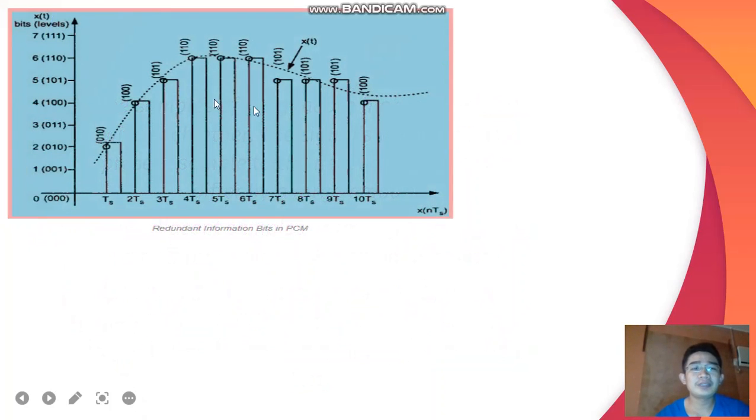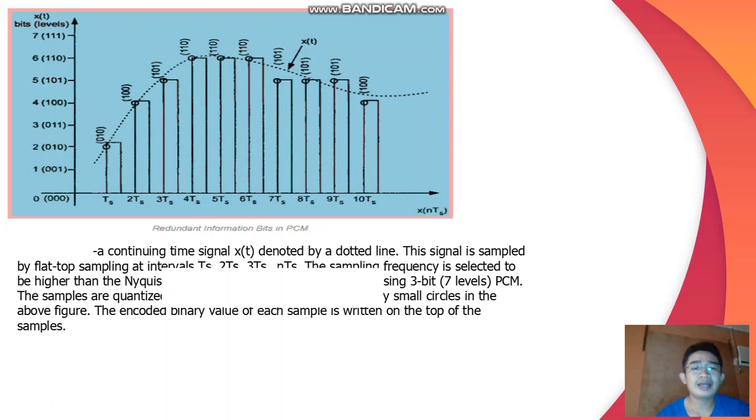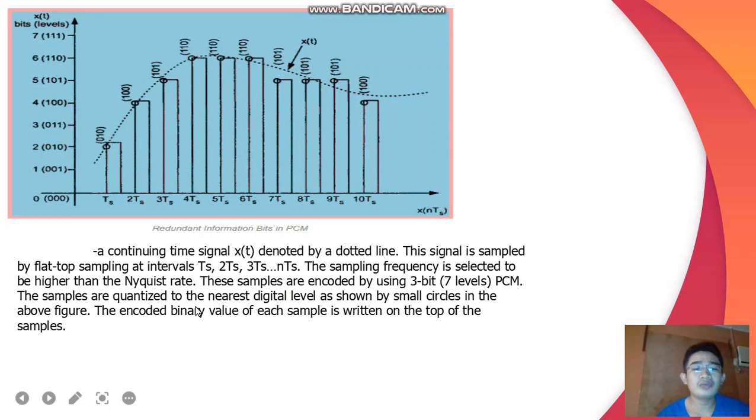We can see in this picture the bit levels and the X and TS. This dot is the time signal. A continuous time signal is denoted by the dotted line, this is it. This signal is sampled by flat top sampling at intervals of TS, 2TS, 3TS, and so on. The sample frequency is selected to be higher than the Nyquist rate. These samples are encoded by using 3 bits or 7 levels.